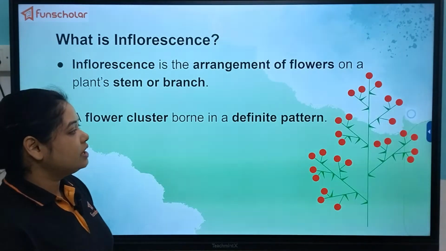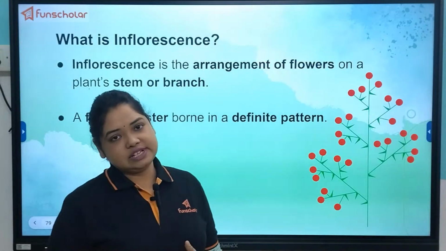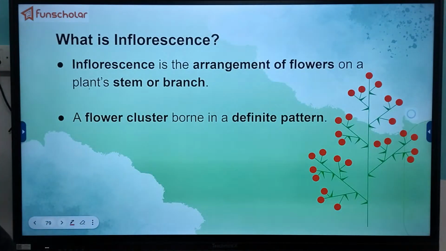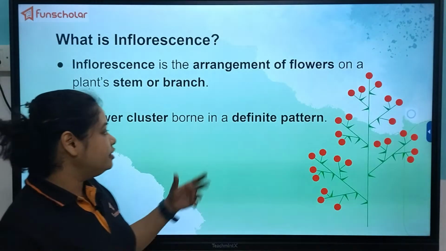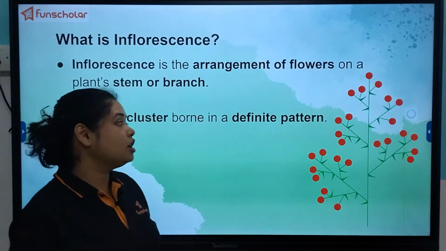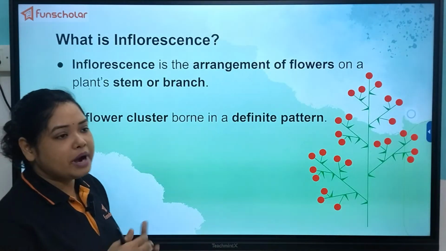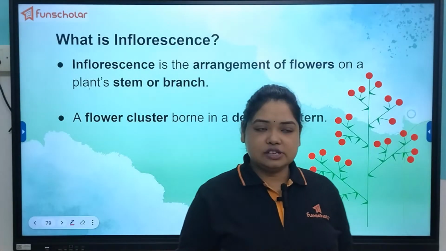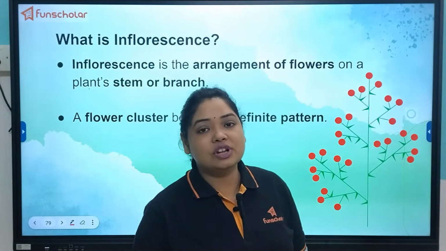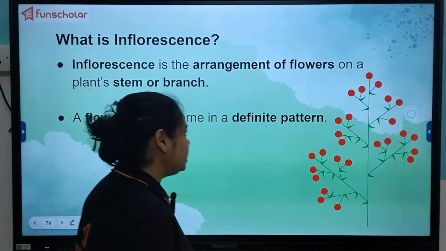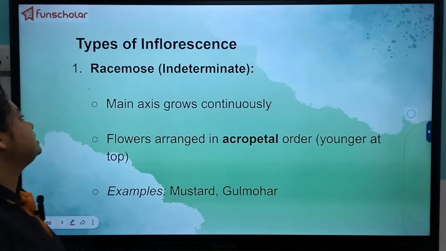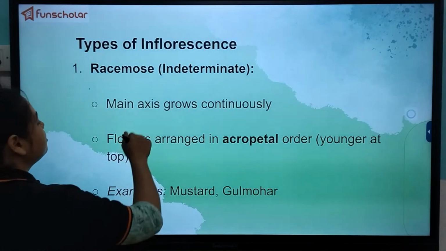Now basically, there are two types of inflorescence we will study, that is cymose and racemose. An inflorescence is a flower cluster borne in a definite pattern, meaning a group of flowers, and the pattern of how the group is arranged on the floral stalk is what inflorescence means. So firstly, racemose or indeterminate.